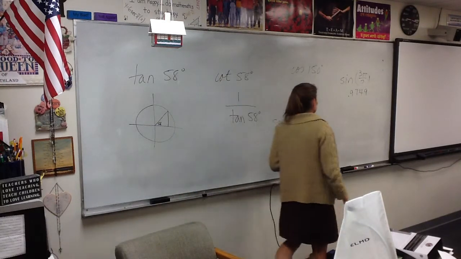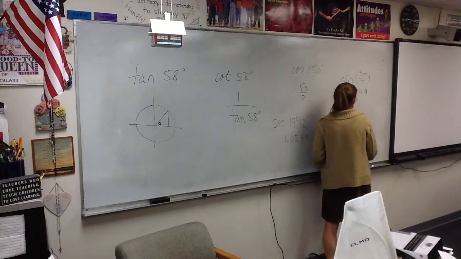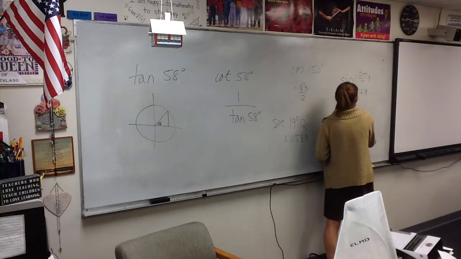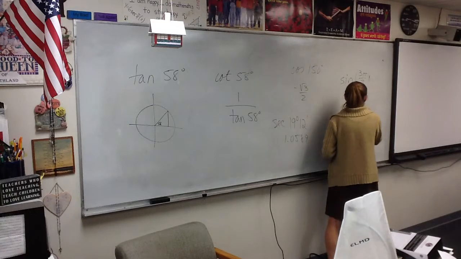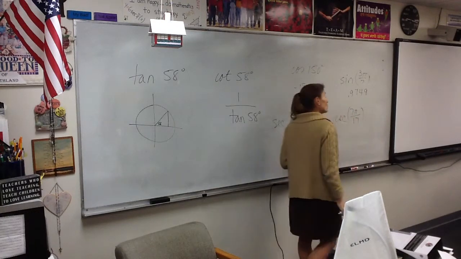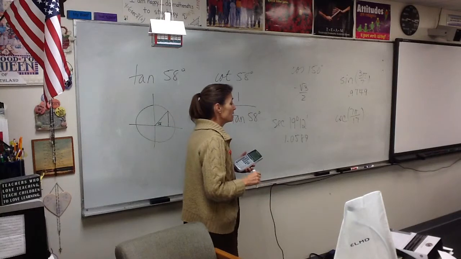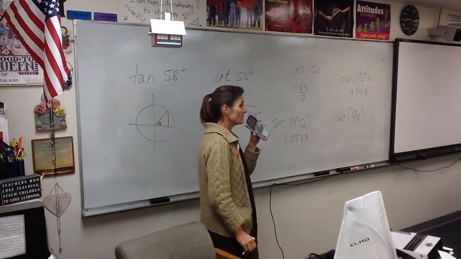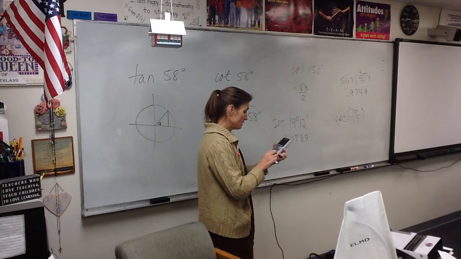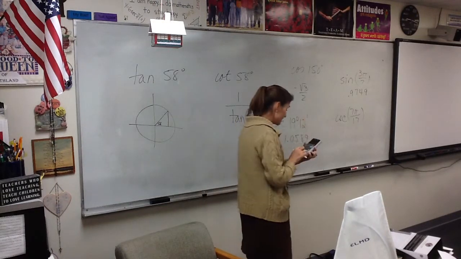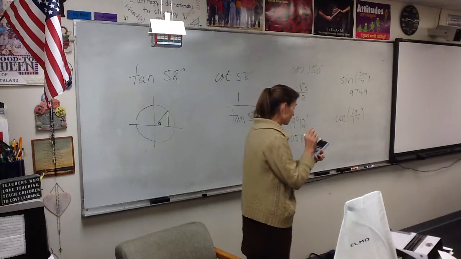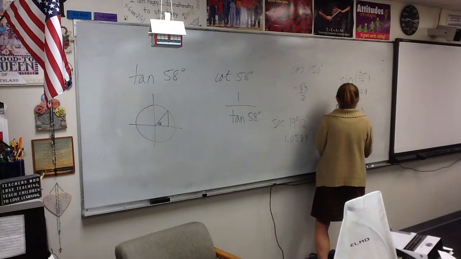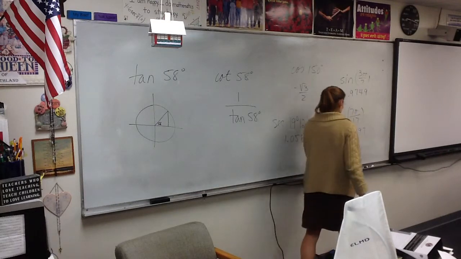So if we wanted the cosecant of 7 pi over 17, how am I going to get a cosecant in my calculator? 1 divided by sine, and then 7 pi divided by 17. And the answer to that one is 1.0397.